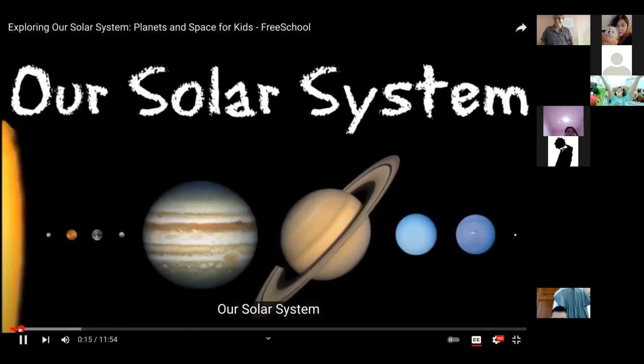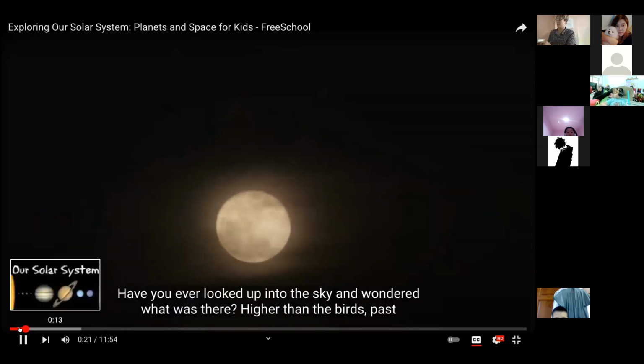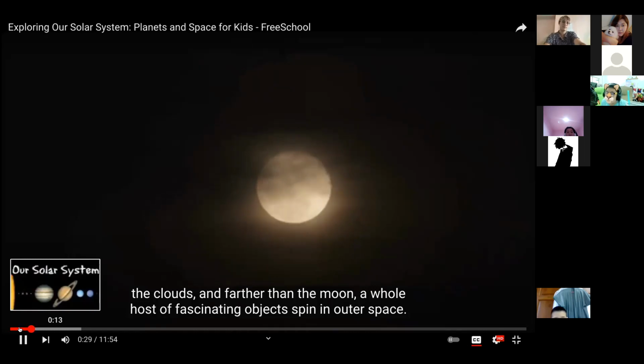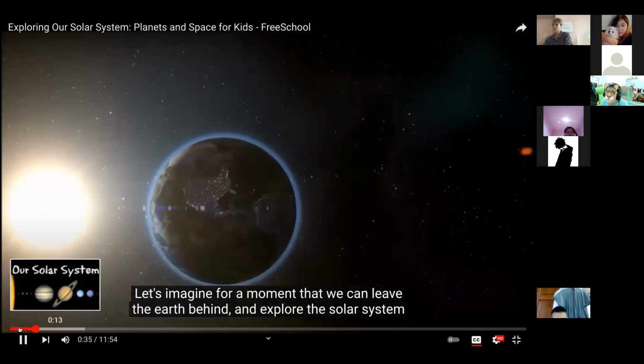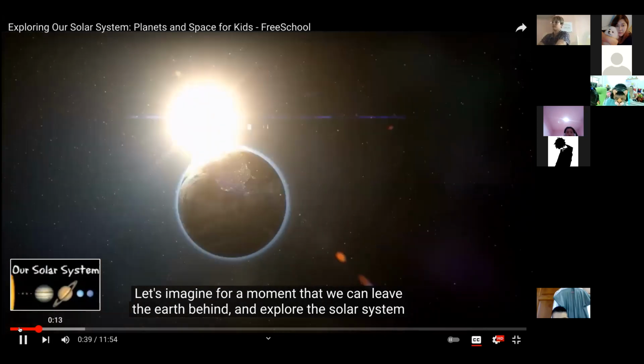Our solar system. Have you ever looked up into the sky and wondered what was there? Higher than the birds, past the clouds, and farther than the moon, a whole host of fascinating objects spin in outer space. Let's imagine for a moment that we can leave the Earth behind and explore the solar system that surrounds it.